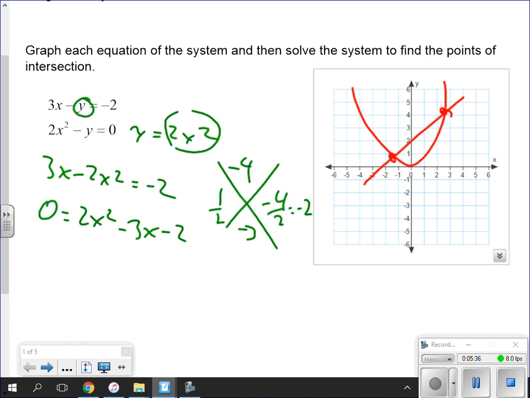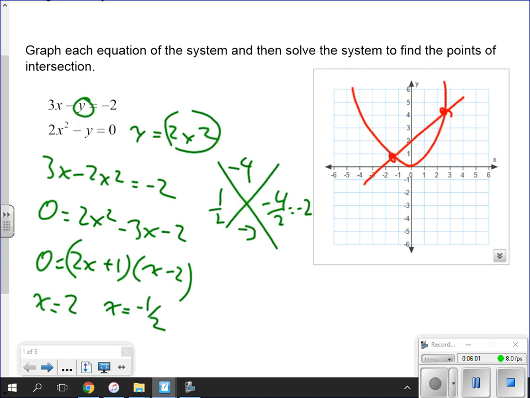So I end up getting 0 equals 2x plus 1 and x minus 2. So I get x equals 2 and x equals -1/2.